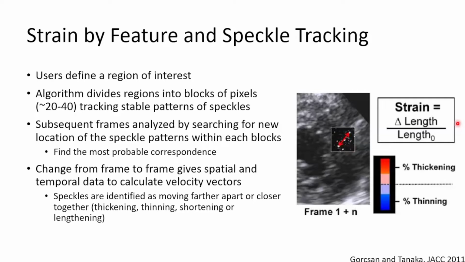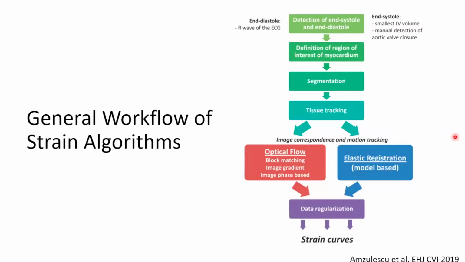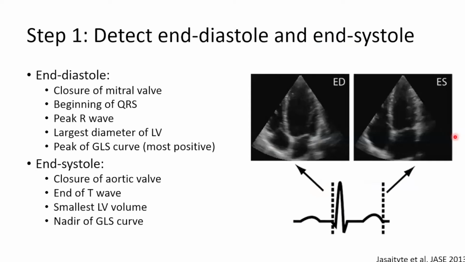And using strain formula, we can understand if it's positive or negative, if it's thickening or thinning, or if it's shortening or lengthening, depending on the axis that we're looking at. So this is a general workflow of strain algorithms. Basically, all strain algorithms use the same typical workflow, and I'm just going to go through how that actually happens.